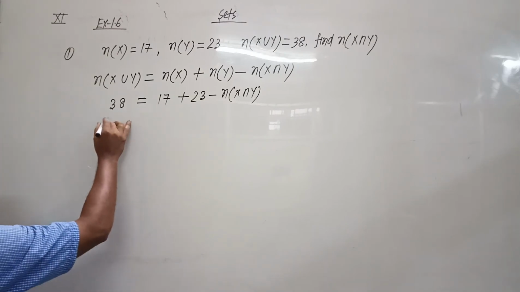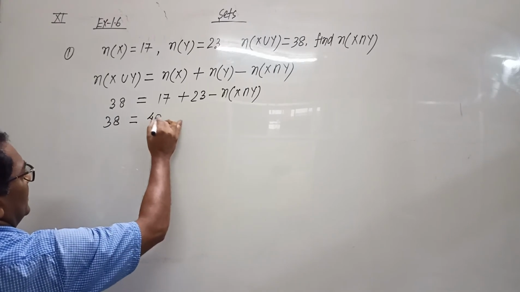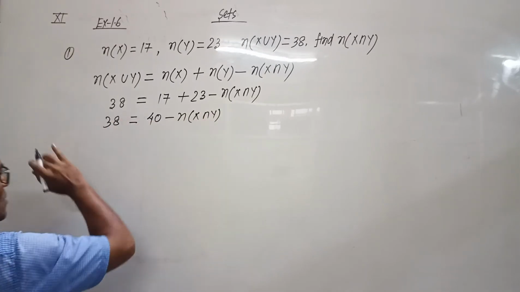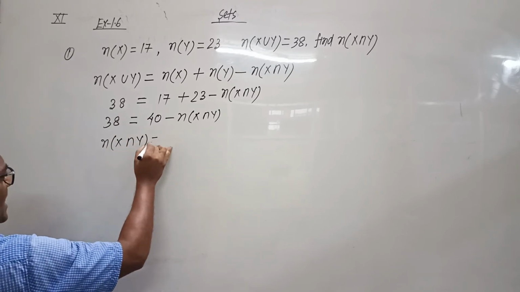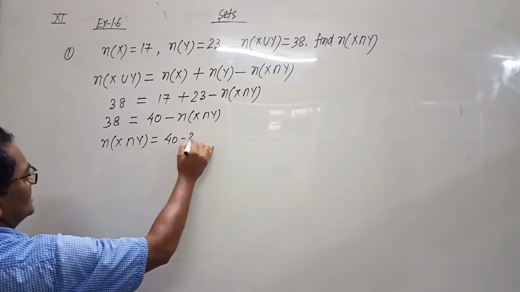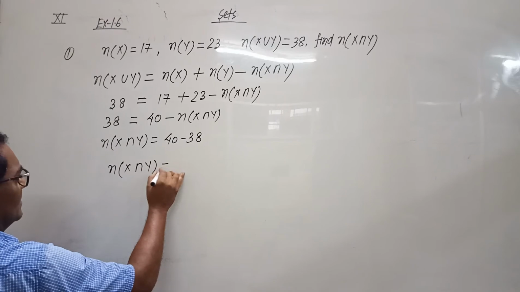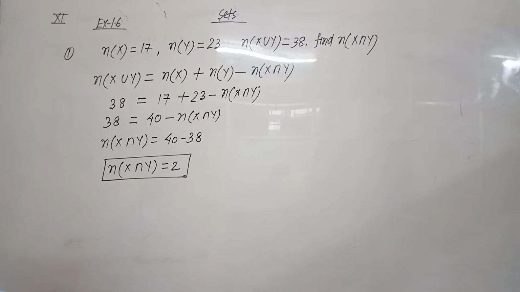So we get 38 equals 17 plus 23, which is 40, minus n(X ∩ Y). This will go to the left side and become positive. So n(X ∩ Y) equals 40 minus 38, and we get the result n(X ∩ Y) equals 2. So we get the answer n(X ∩ Y) equals 2, which we had to calculate.